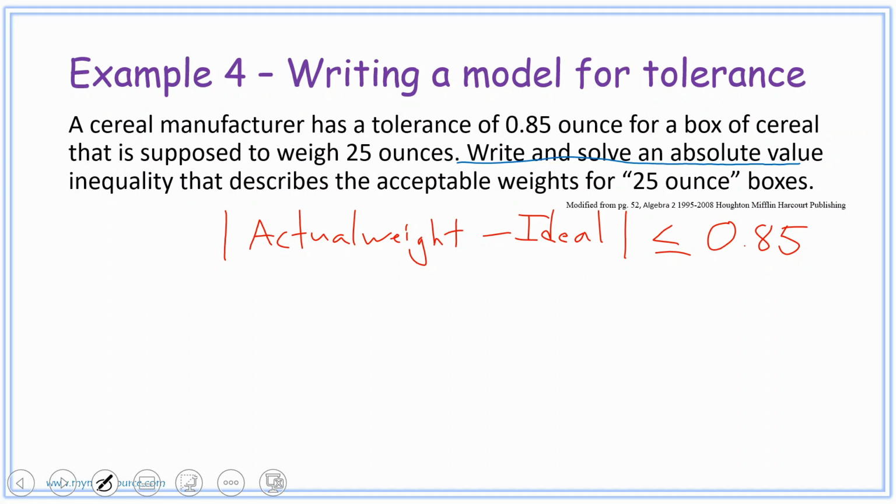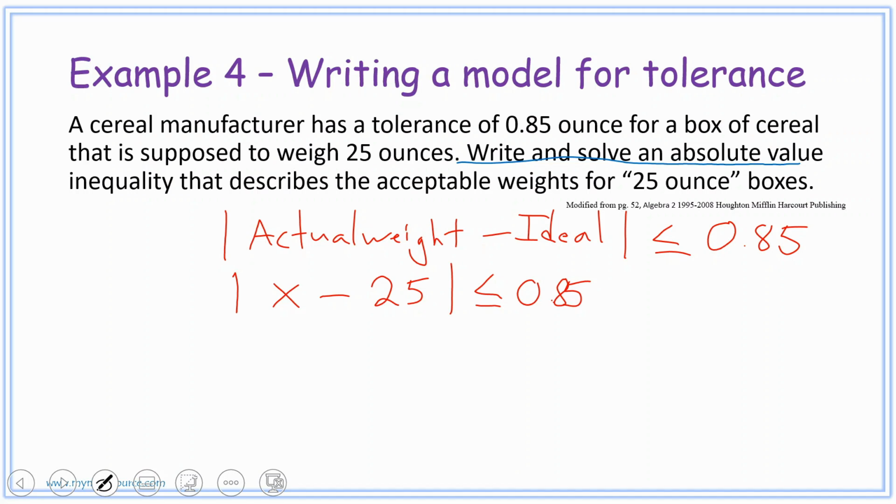That's our tolerance. And we're using the less than or equal to sign, just as I painted the picture with the verbal concept, because we want an and type statement. So we use the less than or equal to, because we want to include the 0.85 difference. So our actual weight we do not know, so we put x. Our ideal weight will be 25 ounces. That's what we want it to be, with a tolerance of 0.85. And so now we have our inequality.